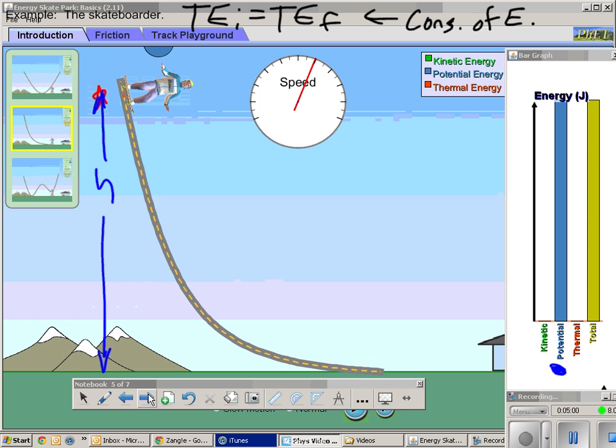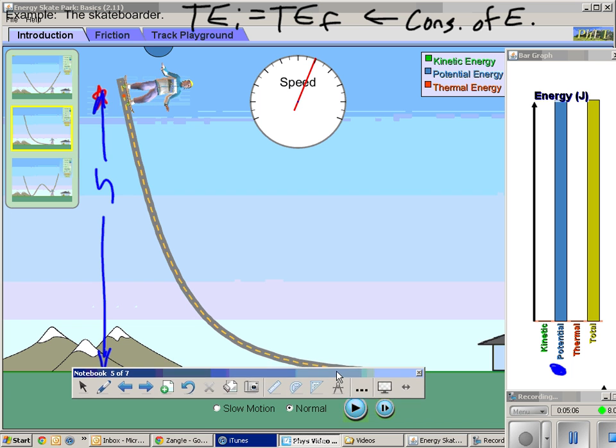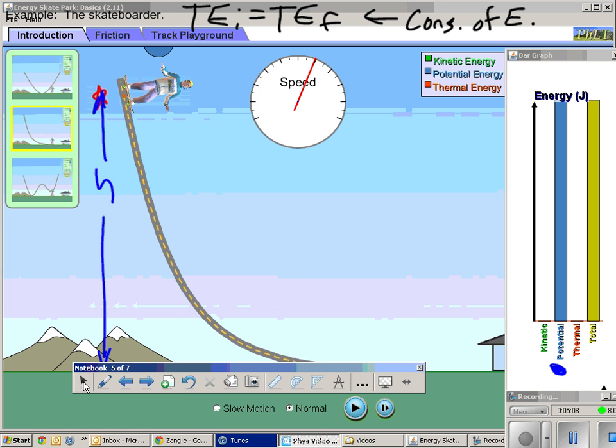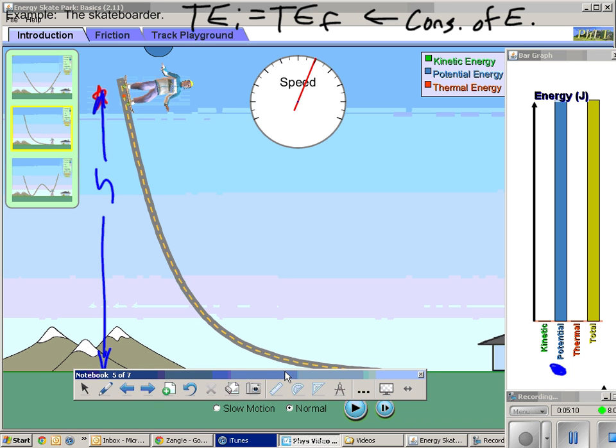All right, so probably easier to see. Let me hit go, and you'll be able to see it a little bit better. So boom, boom. All right, so what I want you to do is, as the guy is rolling, watch this graph over here, okay? All right, so here we go.